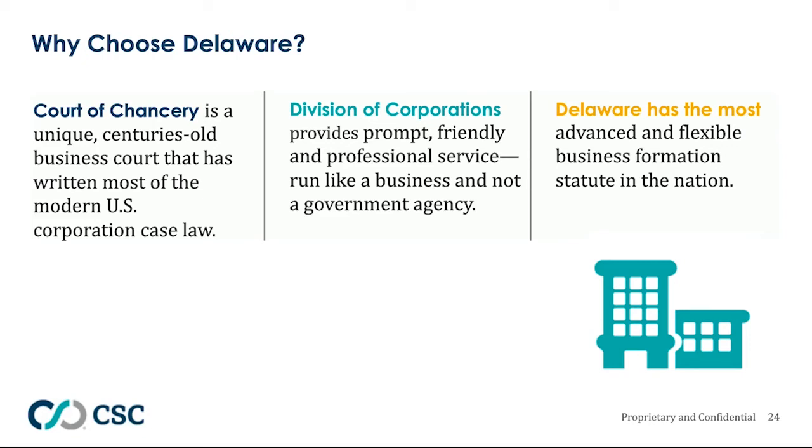The division of corporations is extraordinary in that they work almost like a service company. Their hours are very expandable, and they also offer a lot of services that other states do not. For example, if a state is closed for a holiday, you can secure a filing date for that date by paying an extra service charge, but you can secure that date. They also have the most flexible business statute in the country.